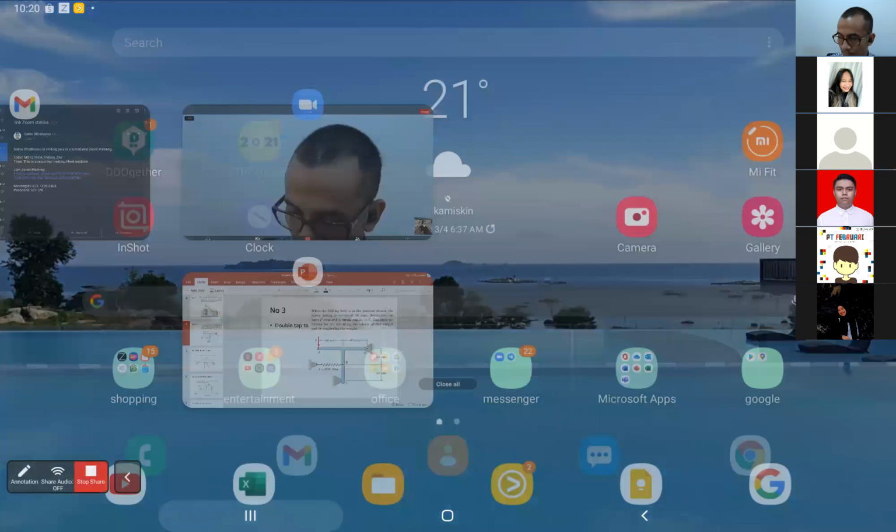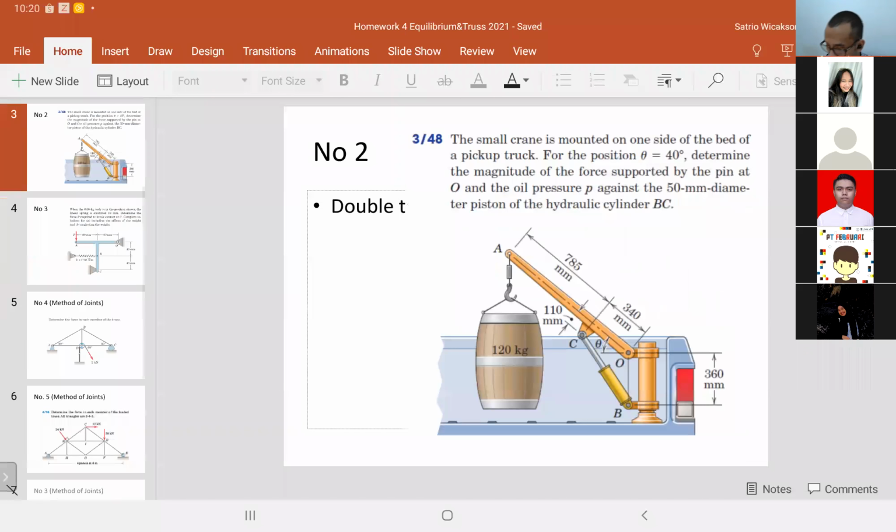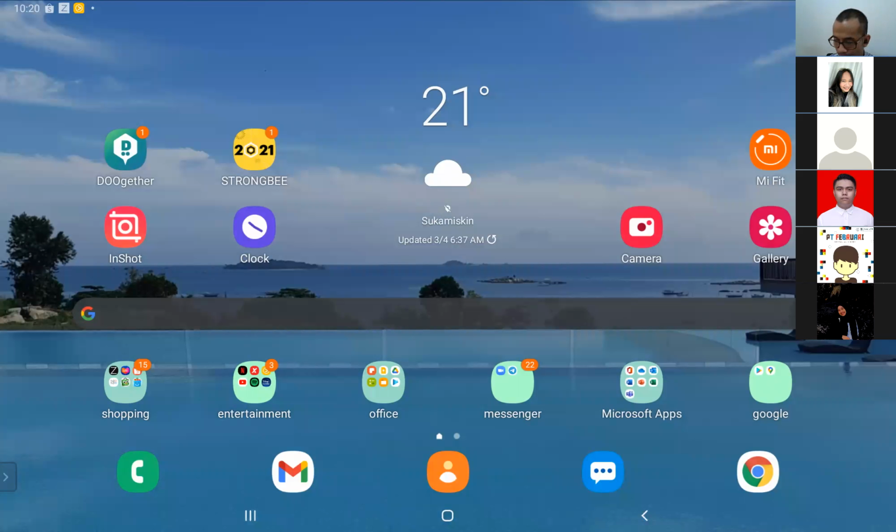Number 3, what is wrong with number 3? I'm sorry, sir. Not number 3. But number what? Which number? Number 2, sir, I mean. Okay, number 2. Which part of it do you have a problem with? I have a problem with the angle, sir.